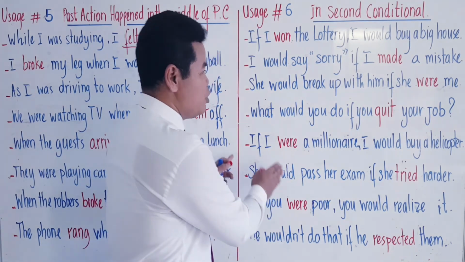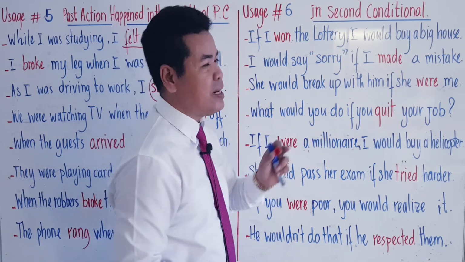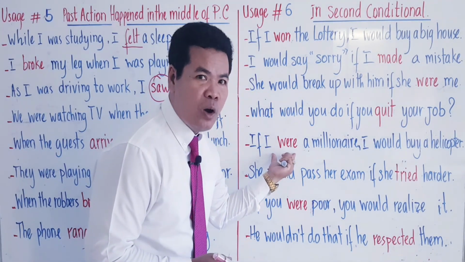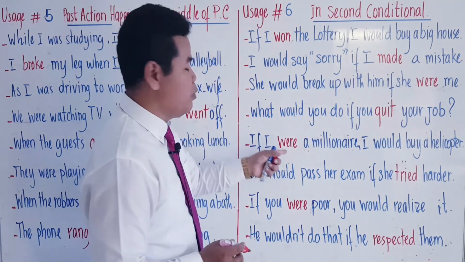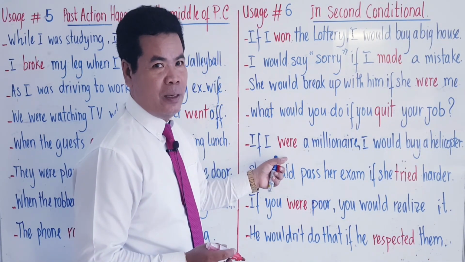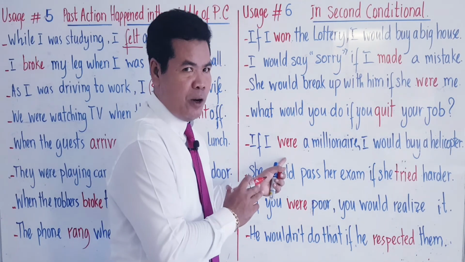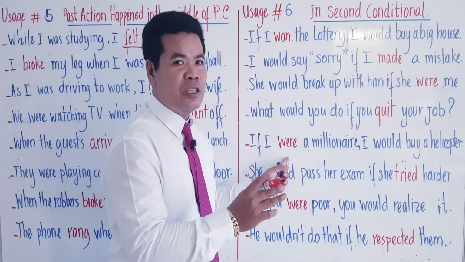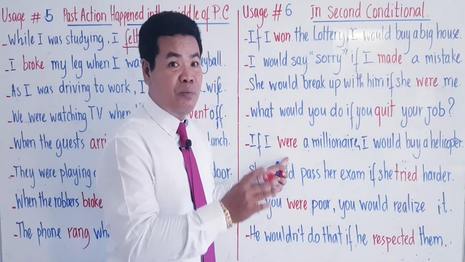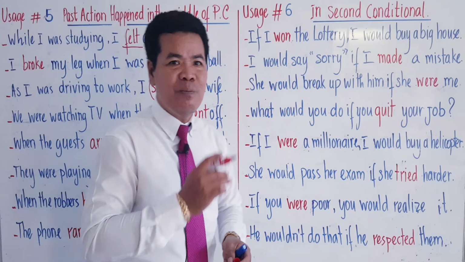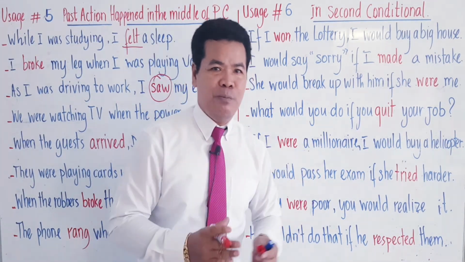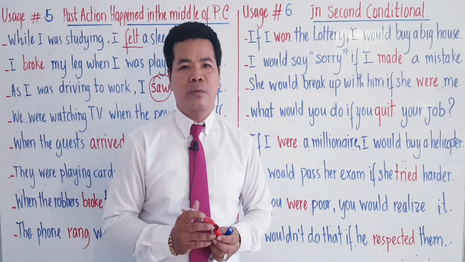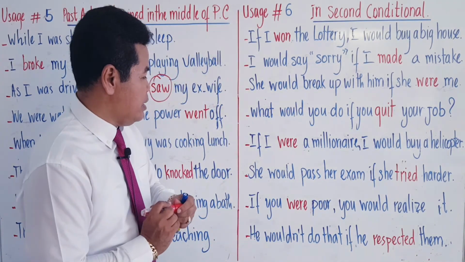But in case you use it inside the second conditional, the if clause, we don't use was. We use were. Okay? So just take note about this point. As I told you, do not go further about the uses of the second conditional. But I just want to let you know about the past simple that can be used in the part of the second conditional. Right? Let's go to the next one.